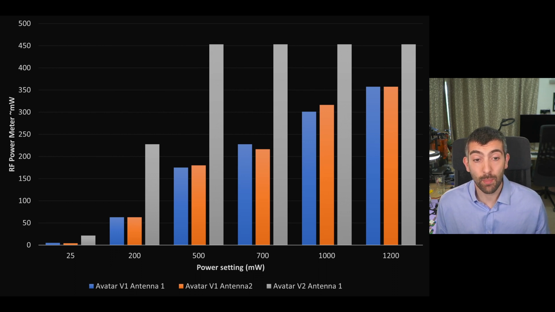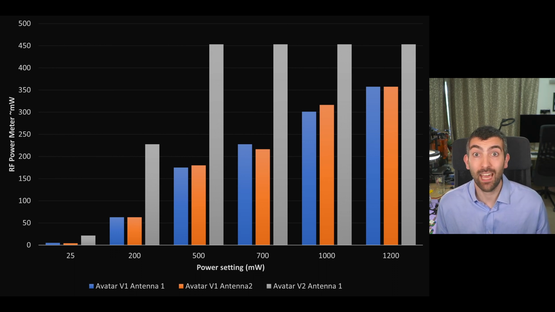Firstly, the power settings are not even close to equivalent to the power settings on the V1 system. The 25 milliwatt setting, you can see, is much, much more. The 200 milliwatt setting is like three times as much as on V1. And the 500 milliwatt setting is more than twice as much as what we got on V1.